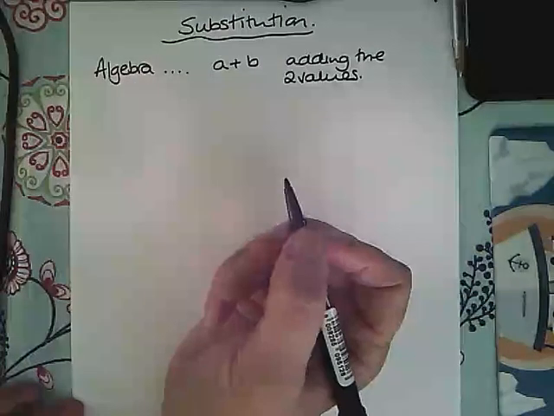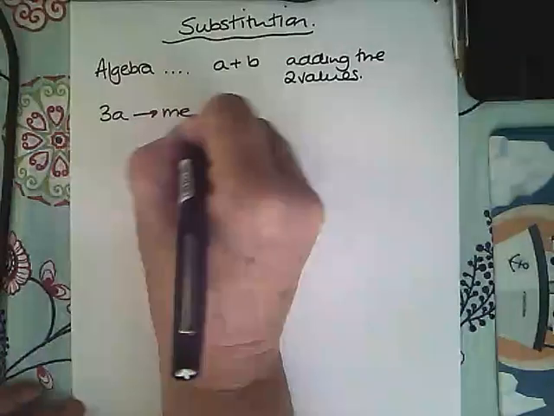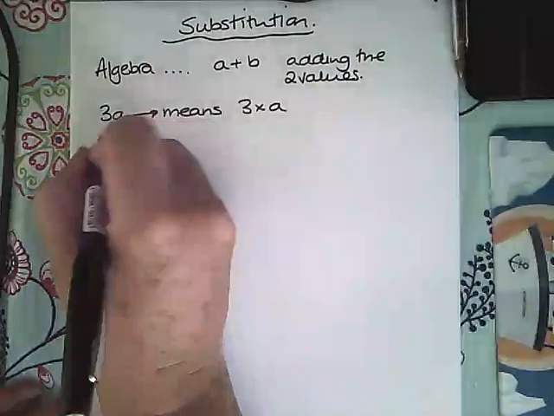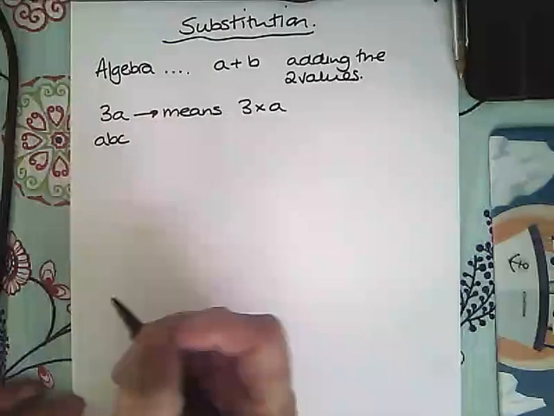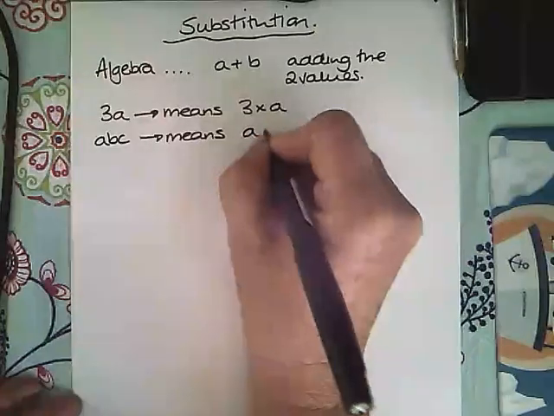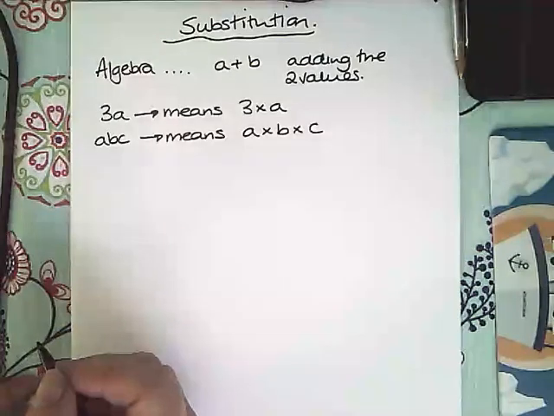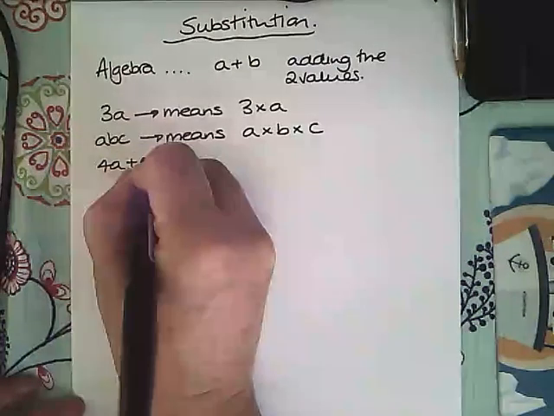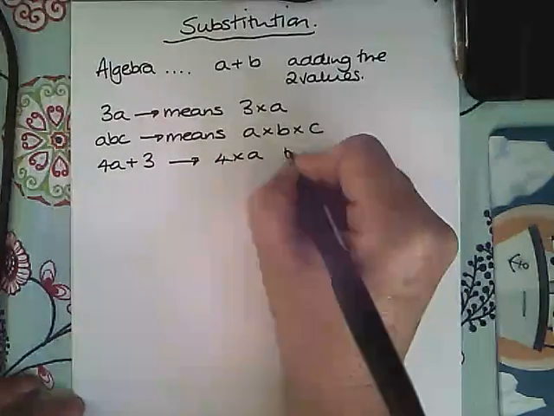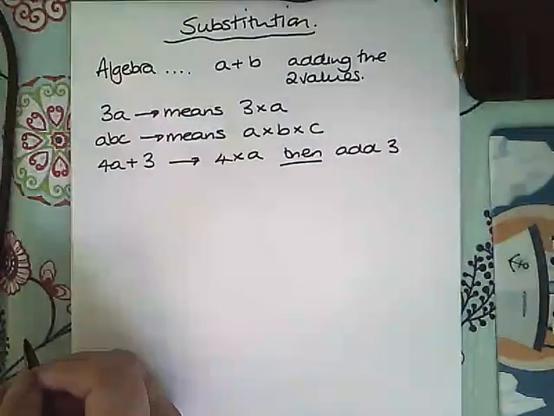When we write numbers next to each other in algebra, it means that we are timesing them together. So if we have 3a, that means 3 times whatever the value of a is. If we have a, b, c all written together, that means the value of a times the value of b times the value of c. If we had 4a plus 3, that would mean we do 4 times a first, then add 3 to that answer.